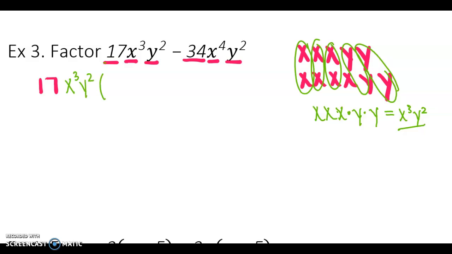Okay, so for the first term, I'm taking out 17x to the third y squared, so you're just left with the 1 there. And then 34 divided by 17, that's 2. And if you take out 3 x's from the x to the fourth, you're left with 1. And then you're going to take out both of those y's. So this would be your answer.